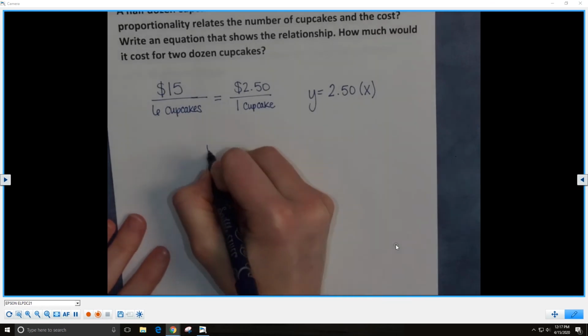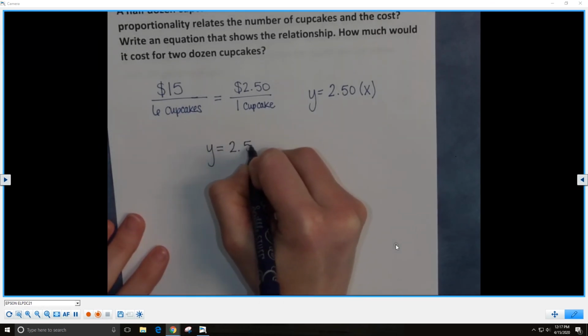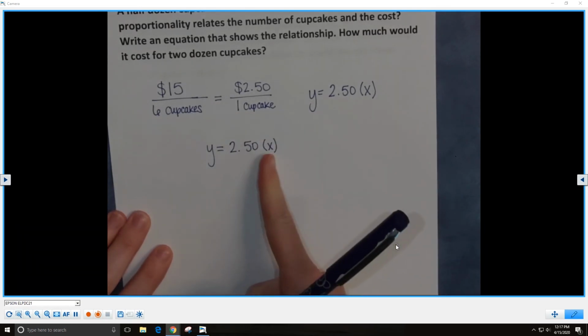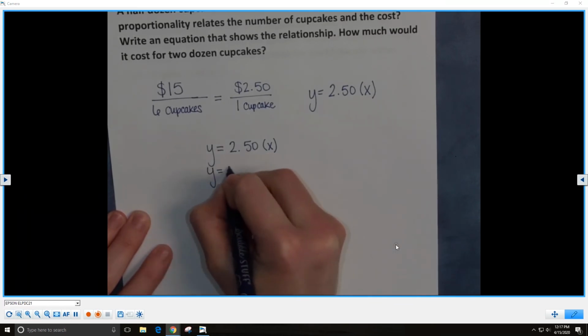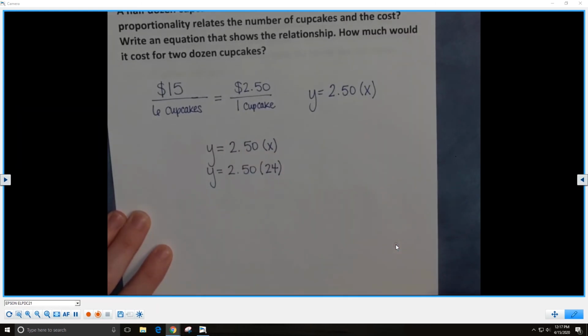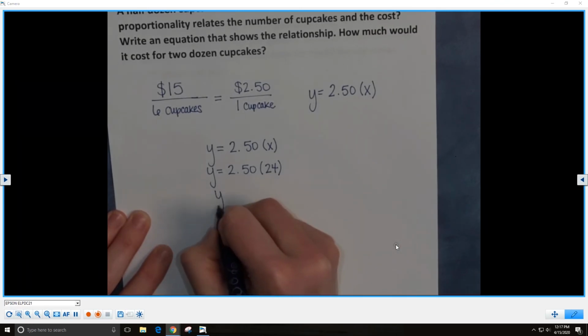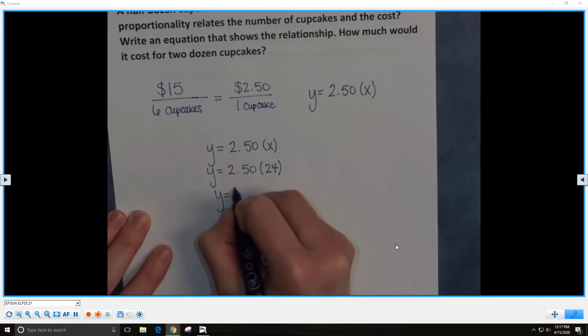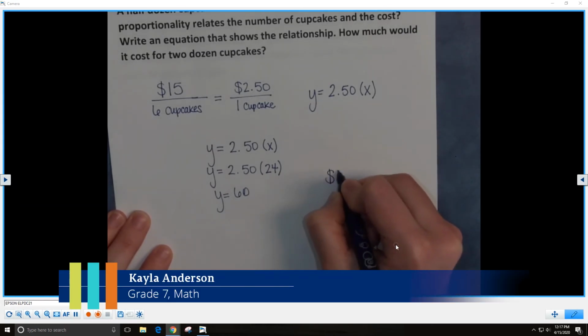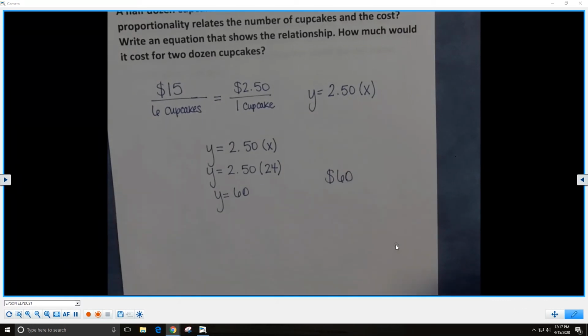Okay, so using the equation with our constant of proportionality, which looks like this, we know that x is the number of cupcakes. So we are going to replace or substitute 24 in place of x because we want to find the cost for 2 dozen cupcakes, which is 24. So once you've simplified that and done your multiplication, you should get 60. So what does that 60 mean in the context of the problem? Right, it would cost $60 to purchase 2 dozen cupcakes.